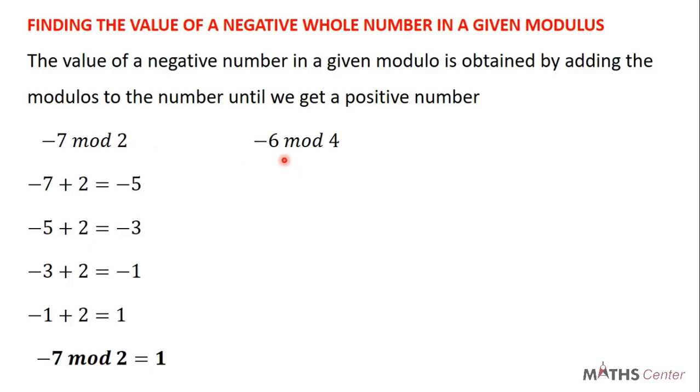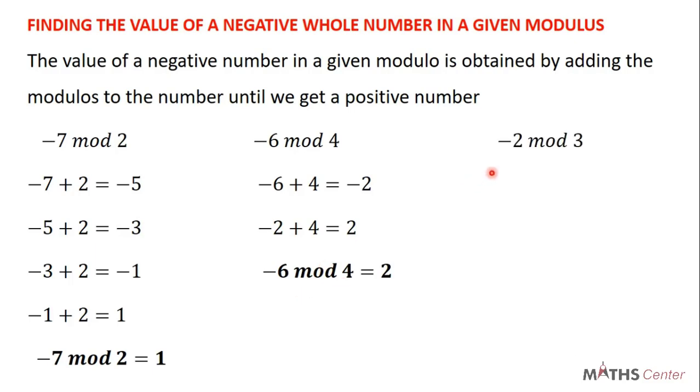Here is another example. We want to find the value of negative 6 in mode 4. So we want to find negative 6 mode 4. We will add 4 to negative 6. We will have negative 6 plus 4, and that will give us negative 2. Negative 2 is not a positive number, so you will add the modulus to it again. We have negative 2 plus 4. Negative 2 plus 4 will give us 2. We now have a positive number. So it means that the value of negative 6 in mode 4 or negative 6 mode 4 is equal to 2.